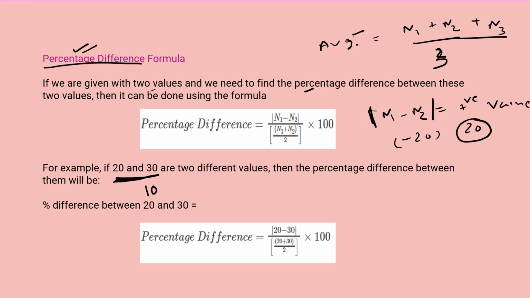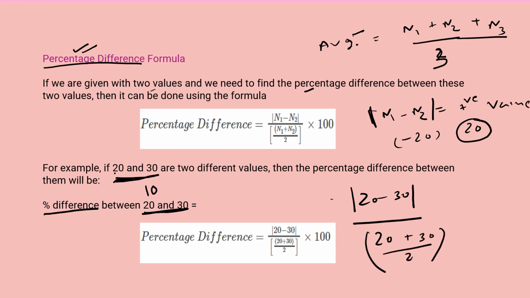So for example, if we are given a question to find the percentage difference between 20 and 30, what would be the answer? It would be 20 minus 30. We have to take the modulus value and then divide by the average of these numbers, which is 20 plus 30 divided by 2. And then we will multiply it by 100.